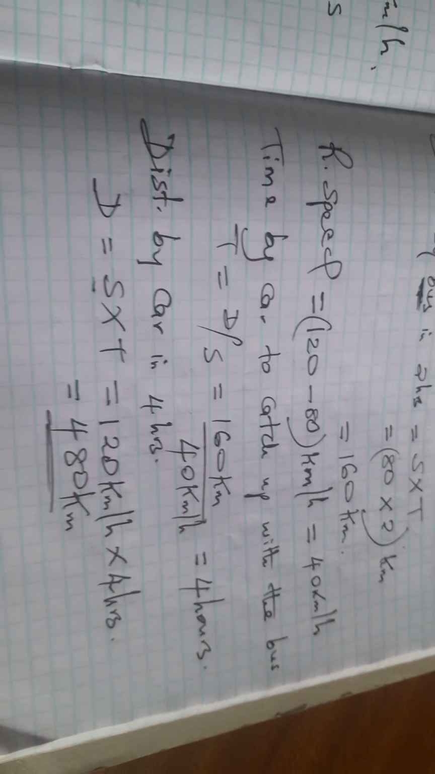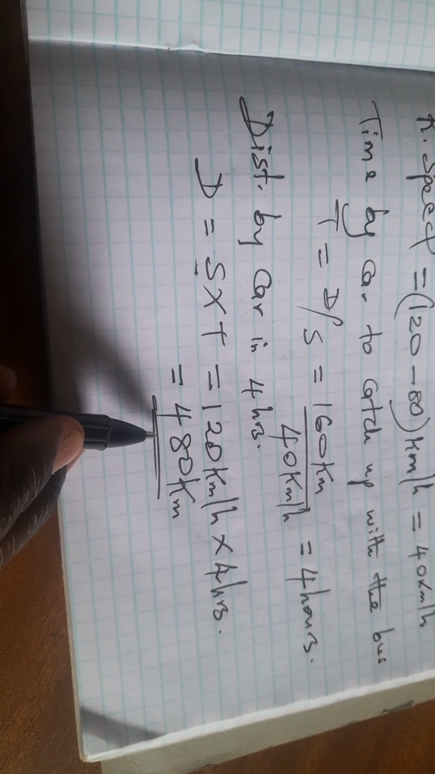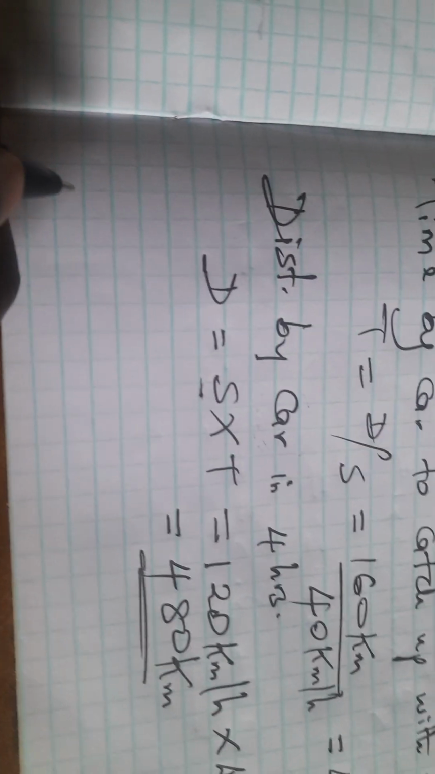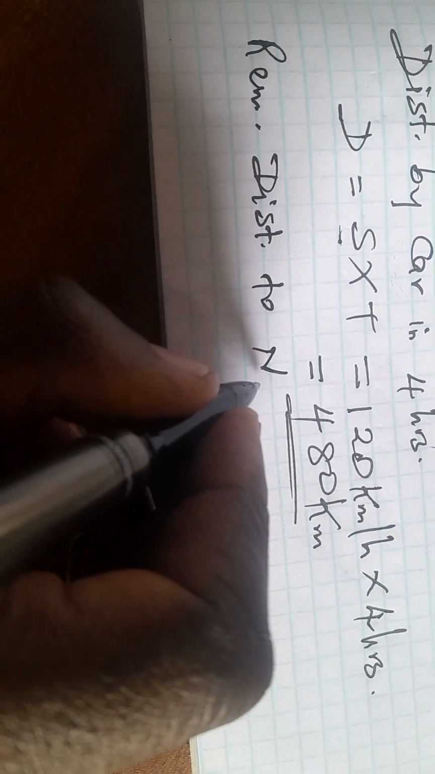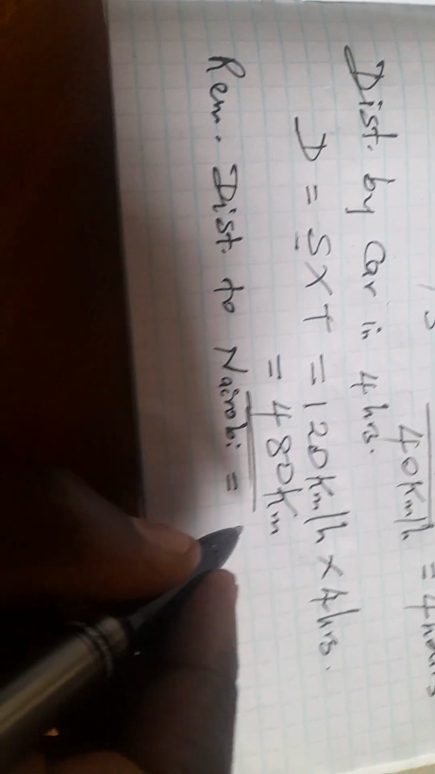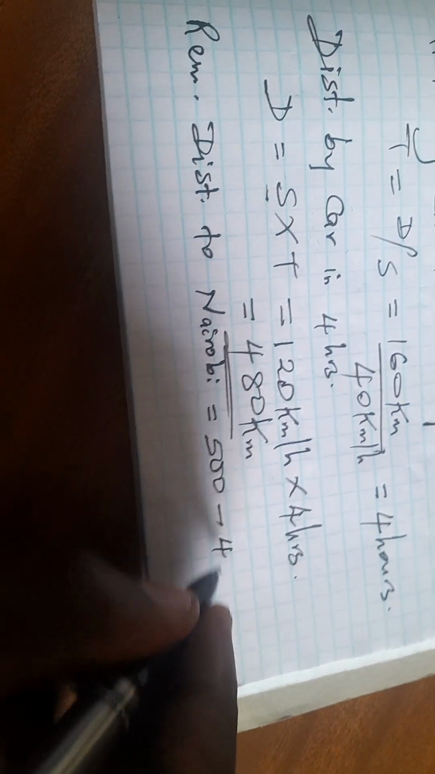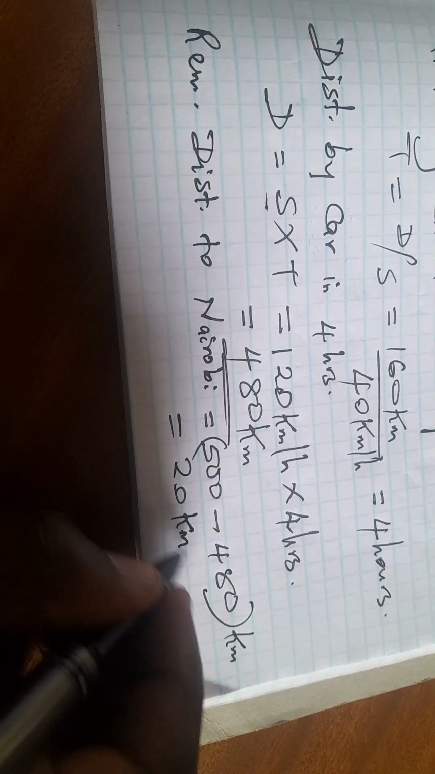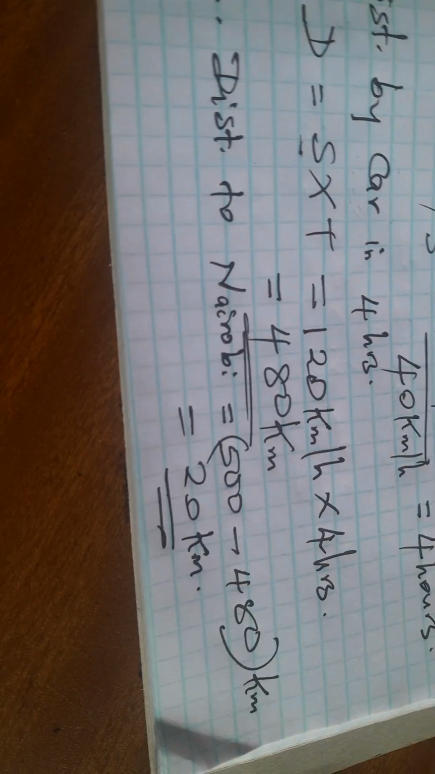But we've been told that the distance between Nairobi and Mombasa is 500 kilometers. So at this point is when the car caught up with the bus. So we need to find the remaining distance from the catching up point to Nairobi. So the total distance between Nairobi and Mombasa is 500 minus 480. This gives 20 kilometers. They have asked us to calculate the distance from Nairobi to the point when the car catches up with the bus. And this is 20 kilometers.